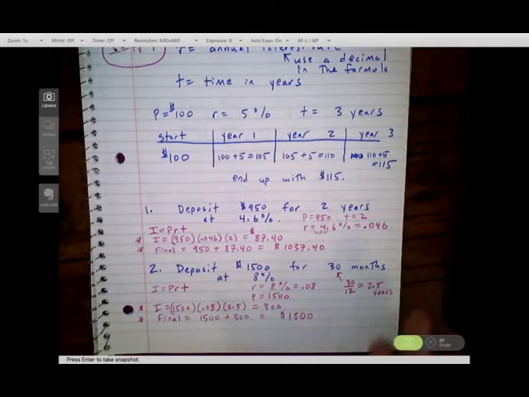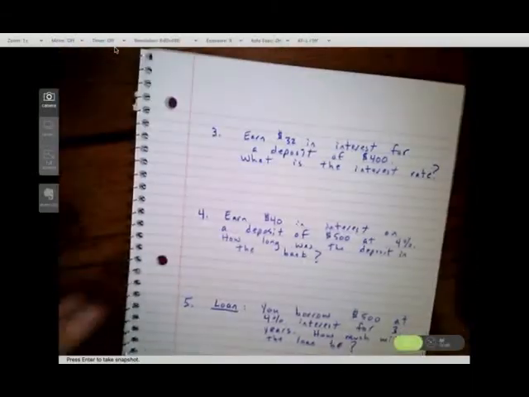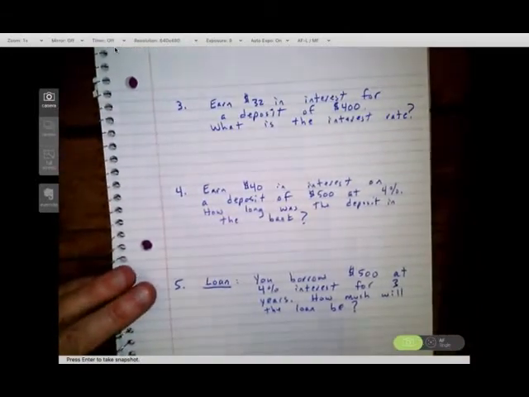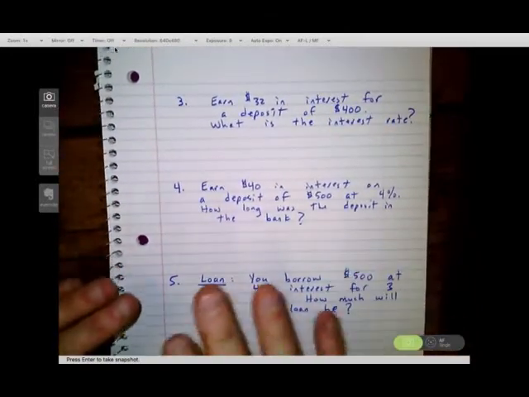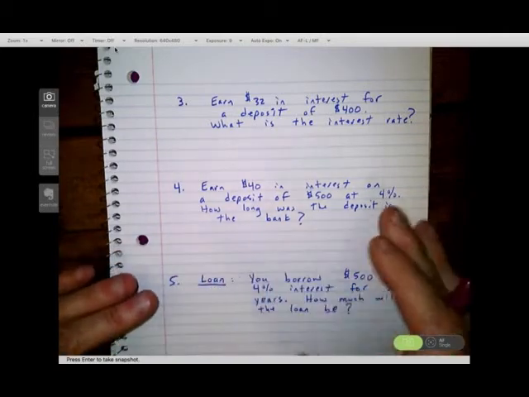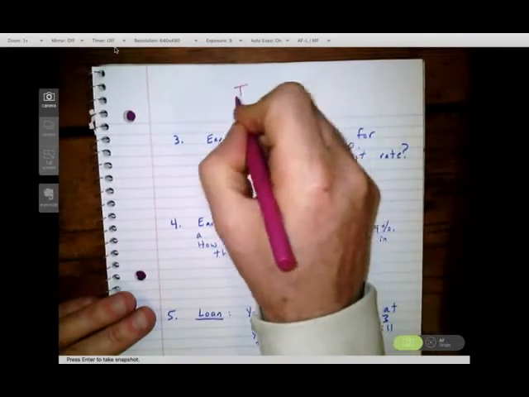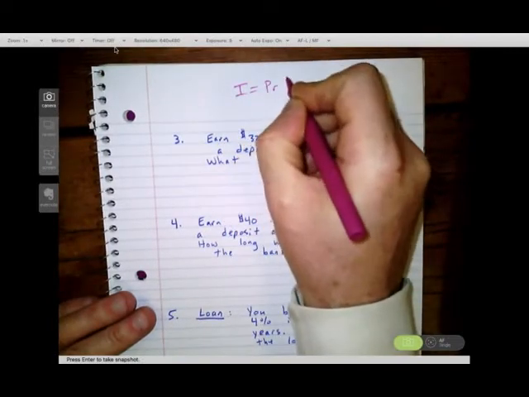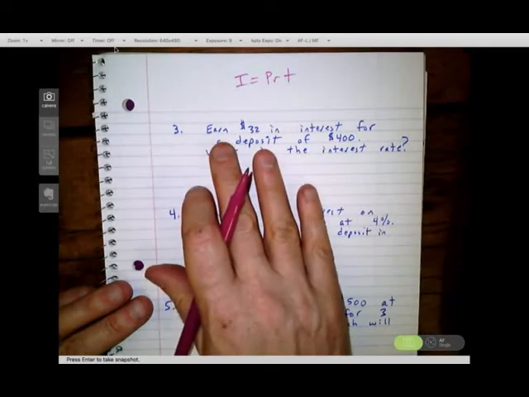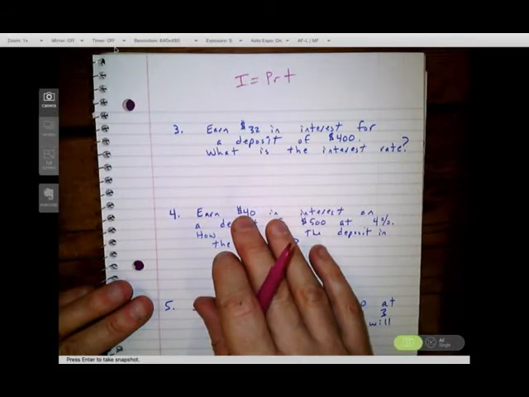Okay, so hopefully that's all right so far. Let's look at a few more here. Okay, so as I mentioned a few minutes ago, we may not always be finding the interest. We might have the interest and we have to solve for a different letter in the formula, which again, let me write up here. I equals principal times rate times time. Okay, let's look at this one. We earned $32 in interest for a deposit of $400. What was the interest rate?